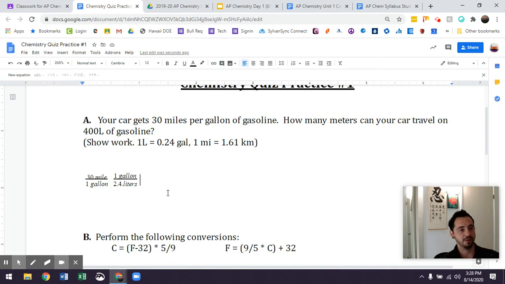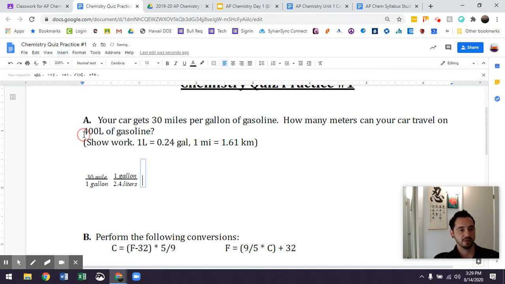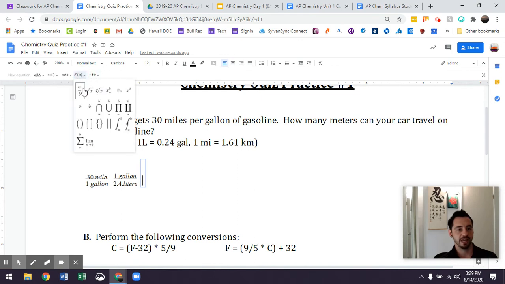So how did I do that? Well, I put insert, and I'm inserting an equation. When I insert an equation, a little box will pop up, and in one of these things, math operations, relations, all this stuff, you can add Greek letters, all sorts of fun stuff. This one, I'm going to add another conversion factor here. So I'm going to add a fraction right here.